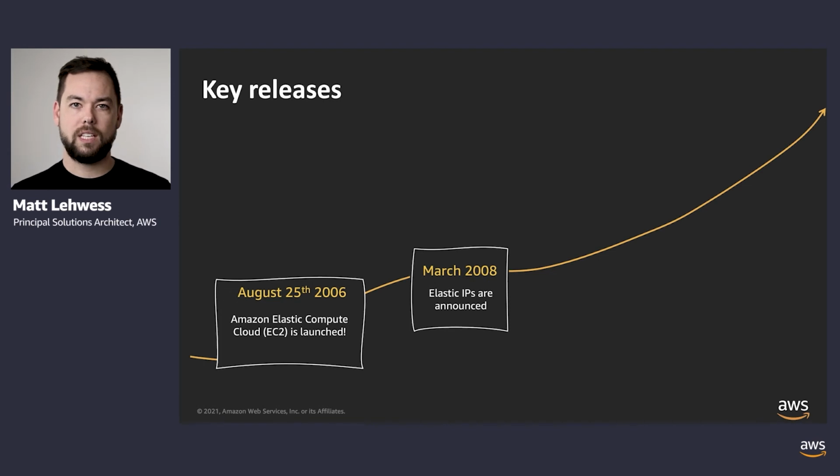In March of 2018, we released Elastic IPs. And so Elastic IPs are essentially public IPs that you can use in your environment. And so I'll talk about the difference between VPC and how Elastic IPs really work within that.